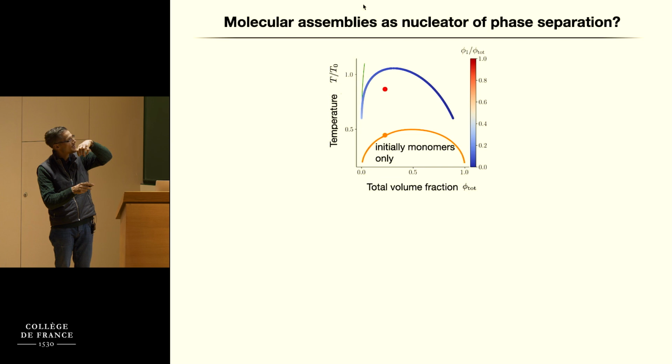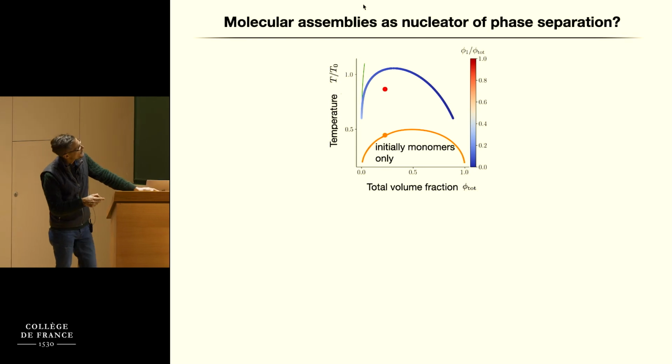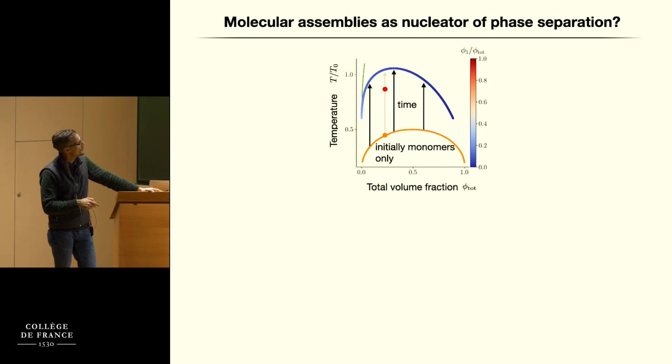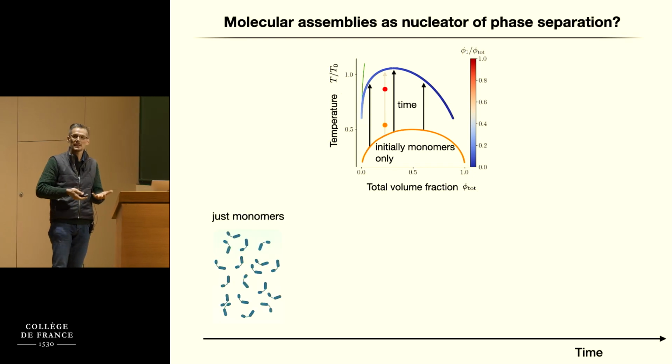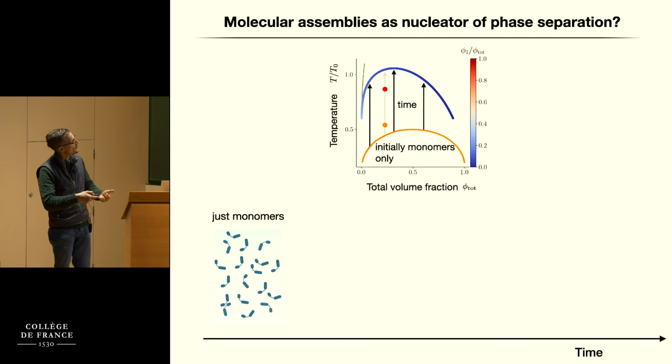What does it do first? It can't phase separate here, so I put the system here. Oh, sorry, I mixed up the colors. It was today in the train, I'm sorry. So the system sits here at a fixed temperature and a certain total concentration. Here, because I have just monomers, the system can't phase separate. But what it can do, as a function of time, is build oligomers step by step. So now I move up.